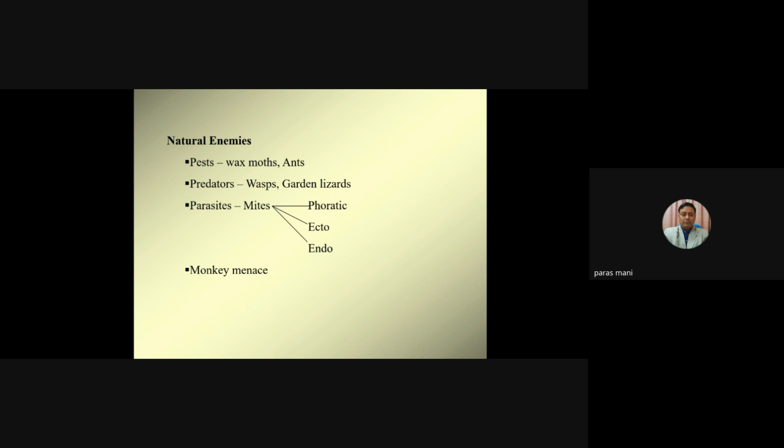Next, the predators. Predators means when one organism feeds on another organism, it is called a predator. In general, examples are a tiger or lion feeding on deer or cow. So here the tiger and lion are called predators. The other insects or mammals which feed on different stages of honeybees, either adult or larva, are called predators. Here, other species of wasps are one of the major predators, and lizards, garden lizards like chameleon, also eat insects and these honeybee adults.